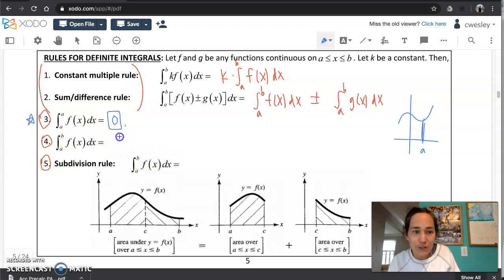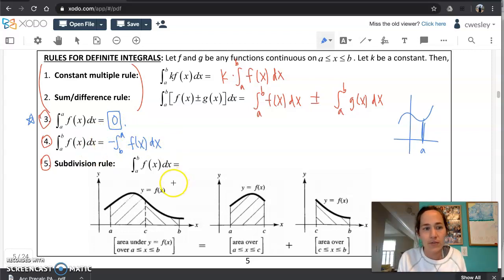If you ever flip-flop these numbers, you actually get the opposite sign of your answer. So there's a rule that we should put here. The integral from a to b of f of x dx, if you switched the limits of integration and put the b down here and the a up there, you'd get the same answer. It would just be the opposite sign. So it equals negative the integral from b to a of f of x dx. Again, this rule comes more into play a little bit later down the road.